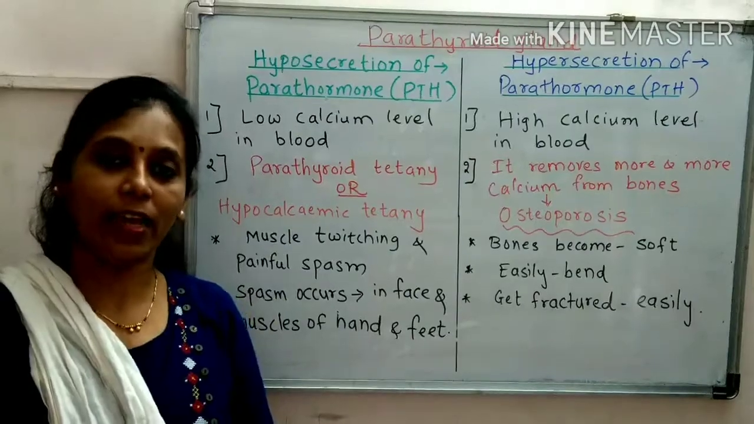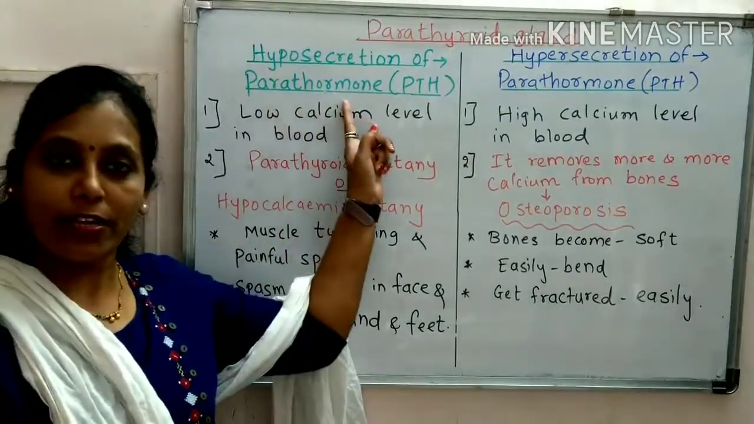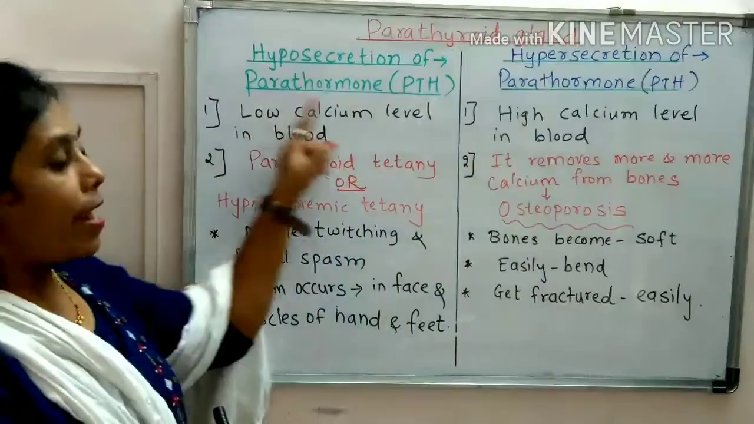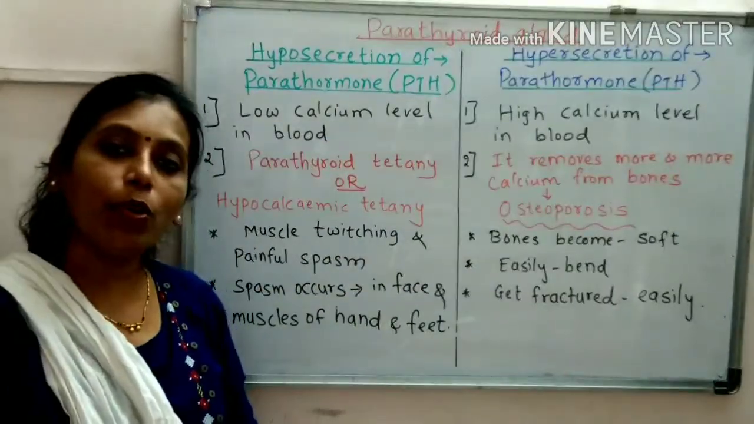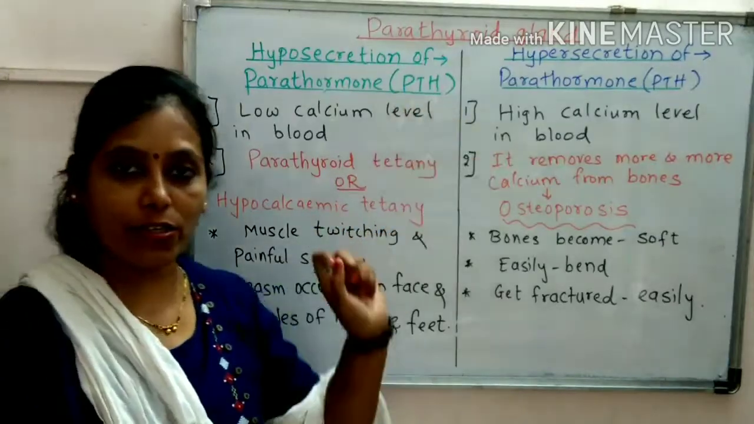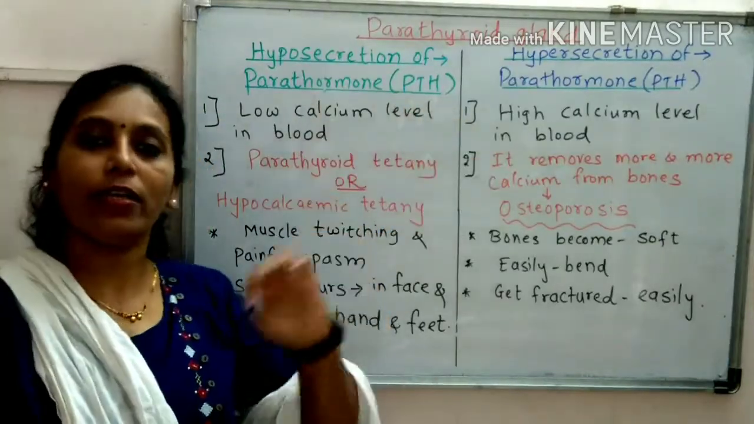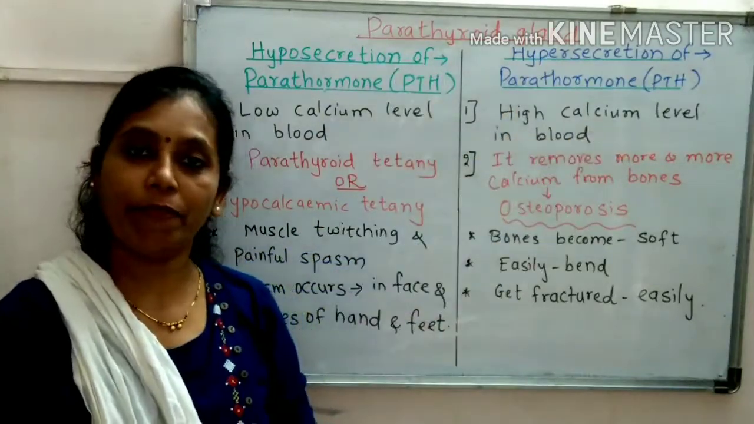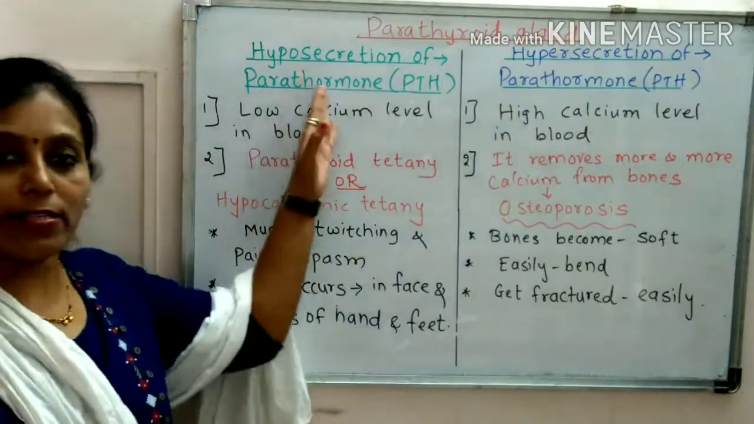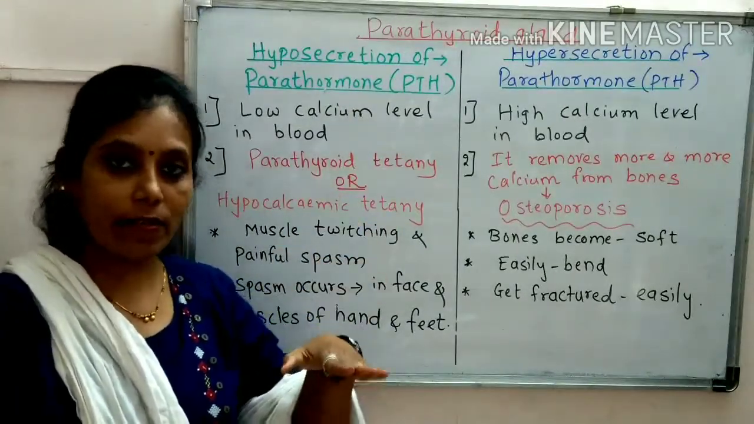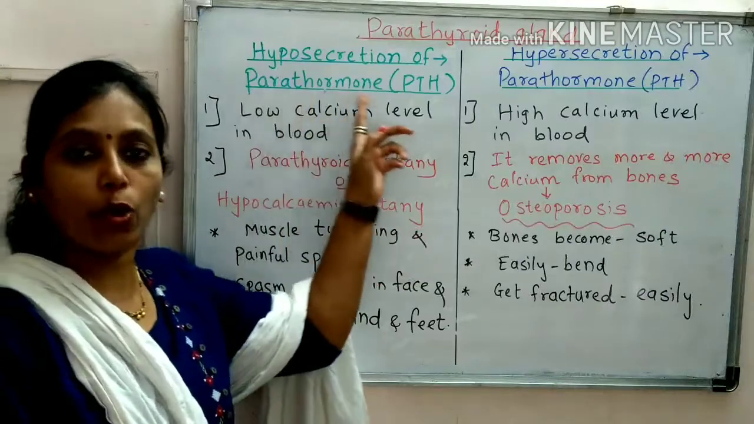We will study now hyposecretion and hypersecretion of parathormone. Parathormone, in short, is called PTH. This hormone is secreted by the parathyroid gland. We have studied that already. So, let us study hyposecretion. Hypo means less secretion of parathormone.